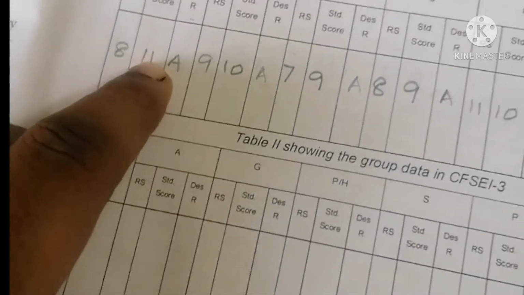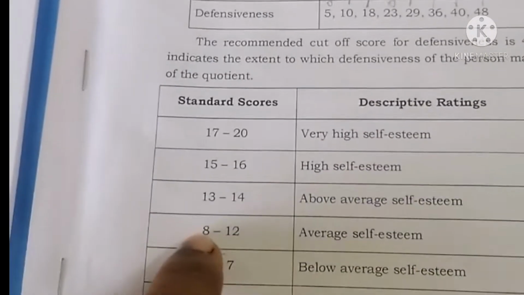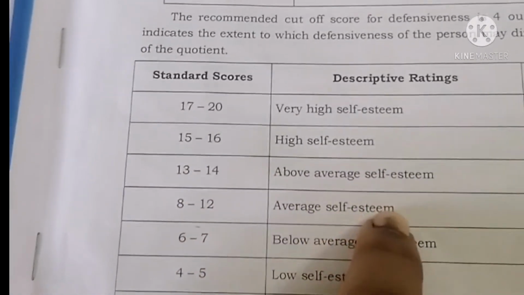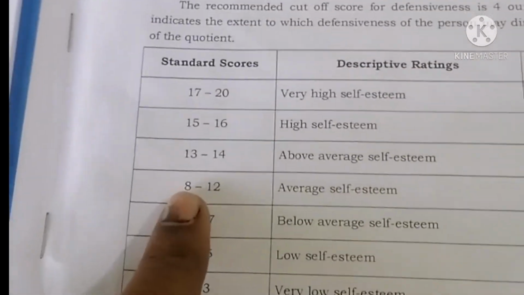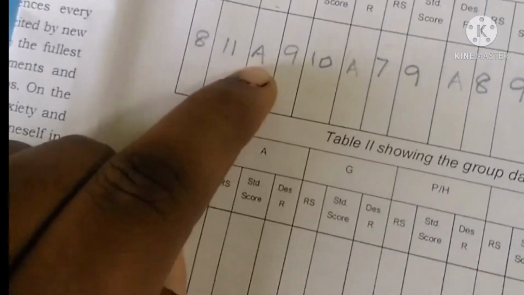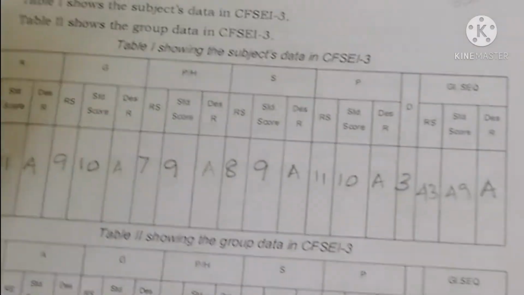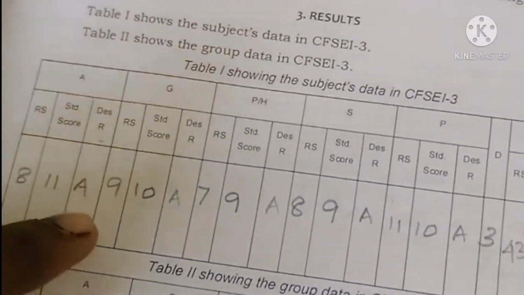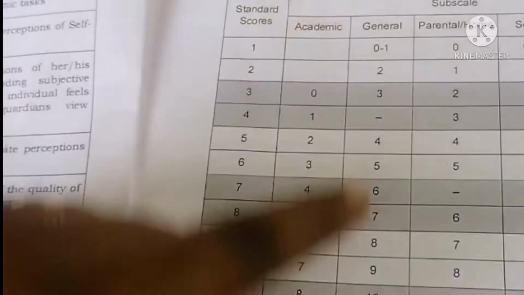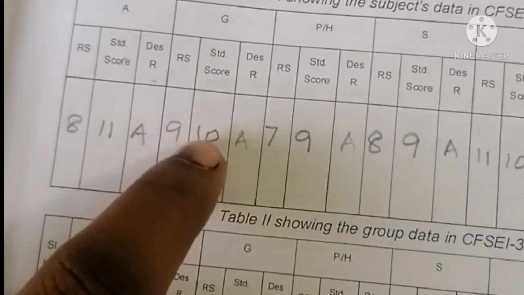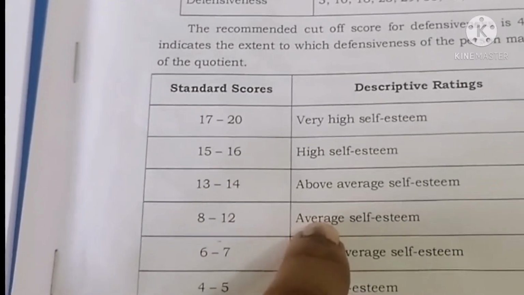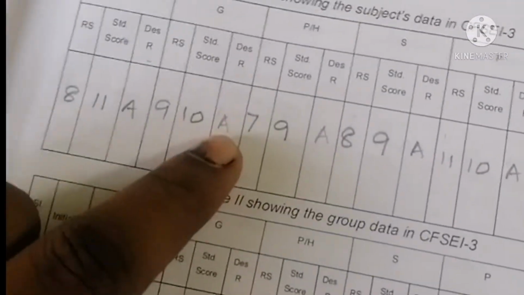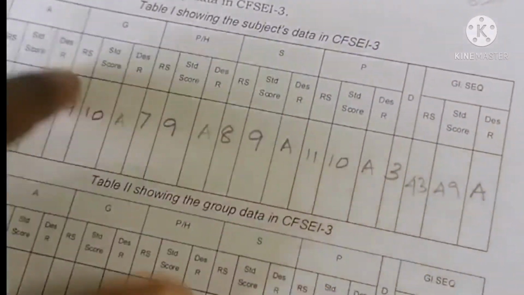I put the 11. 11 comes under 8 to 12, which is average self-esteem. It is the descriptive rating. So I put average self-esteem in the descriptive rating. Another example: in general my raw score is 9. You find out the standard score. In the tabular column, in general my score is 9, standard score is 10. So I put 10 in the standard score. 10 comes under the 8 to 12 standard score rating, which is average self-esteem. So I put average. Like that you put in the subject data.